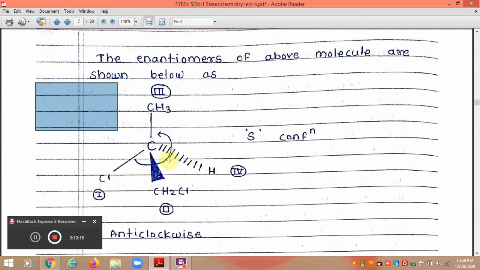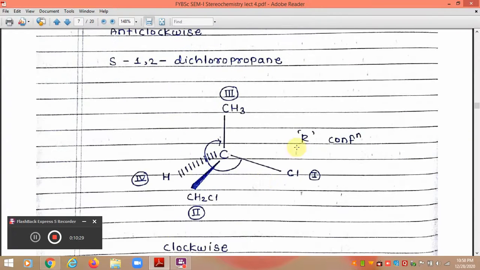So it will be away from the other, and you have to consider the decreasing order of the remaining three groups: chlorine, CH2Cl, and CH3. Now it is decreasing in the anti-clockwise direction. That's why it is the S configuration. It's very simple. Similarly here, the molecule is observed from the opposite side of the lowest priority.